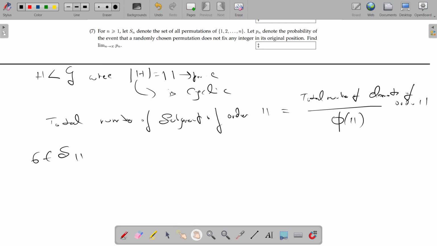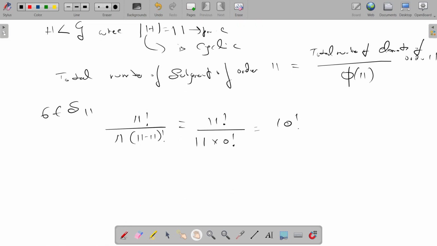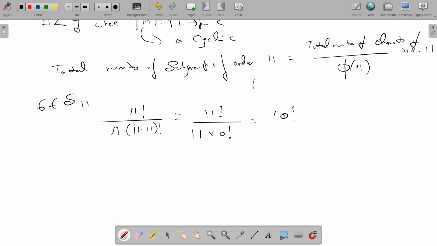But in this case, since we need to find the elements of order 11, we can just find the total number of elements. So the cycle length is 11, which is nothing but 11 factorial by 11 into (11 minus 11) factorial, which is 11 factorial by 11 into 0 factorial, which is 1. So this will be 10 factorial. So let me name this one.